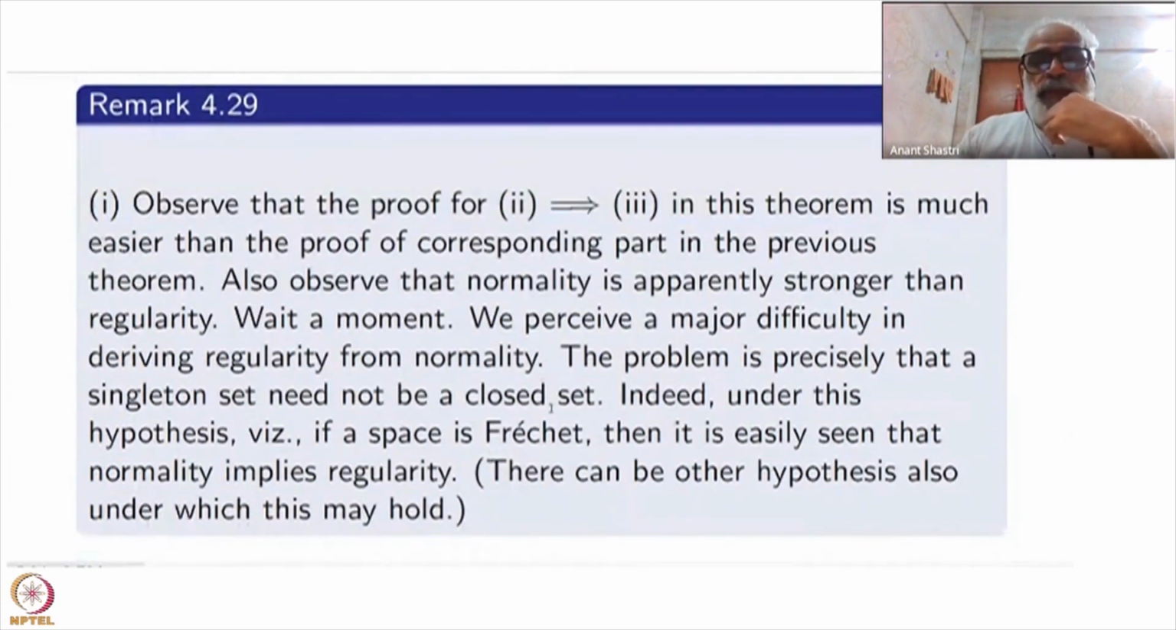So we perceive a major difficulty in deriving regularity from normality. The problem is precisely that a singleton set need not be a closed set. Indeed, under this extra hypothesis, namely singletons are closed, which is a Frechet space, if all the singletons are closed, it is easily seen that normality implies regularity. There can be other hypotheses also under which this may hold, but under Frechet, we know that normality implies regularity.